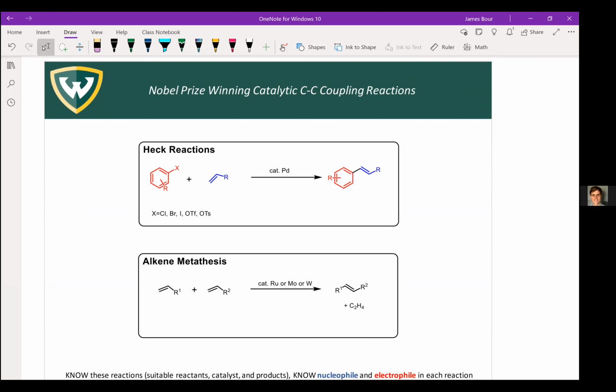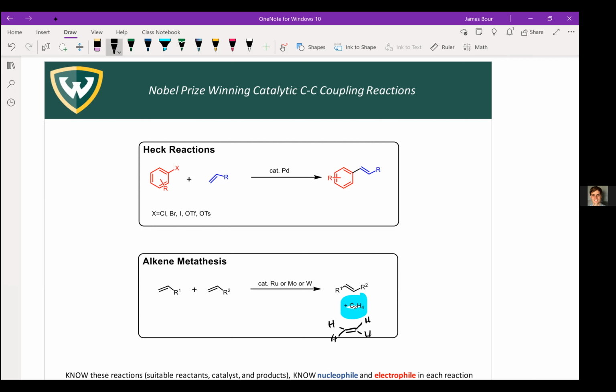Then finally, a reaction that breaks the trend of nucleophile and electrophiles is called alkene metathesis. This is where we take 2 alkenes and sort of stitch them together, and we give off an alkene product here. This alkene product is just ethylene. The Nobel Prize for this reaction was awarded in 2004 to 2 groups that developed this reaction because it's really that important.